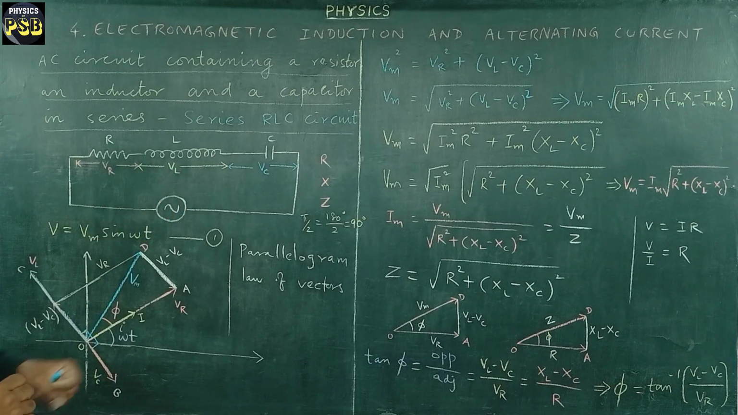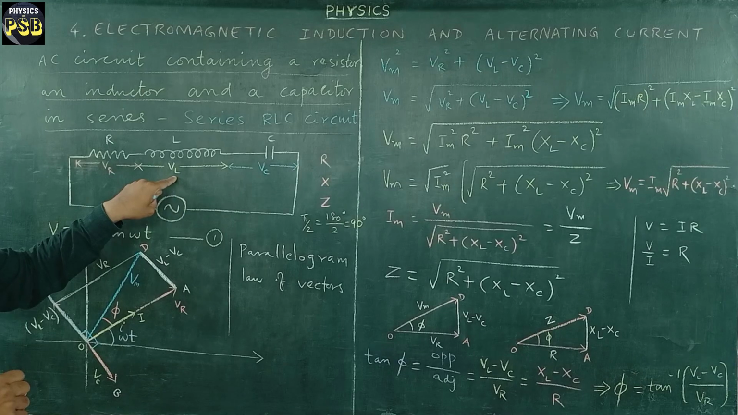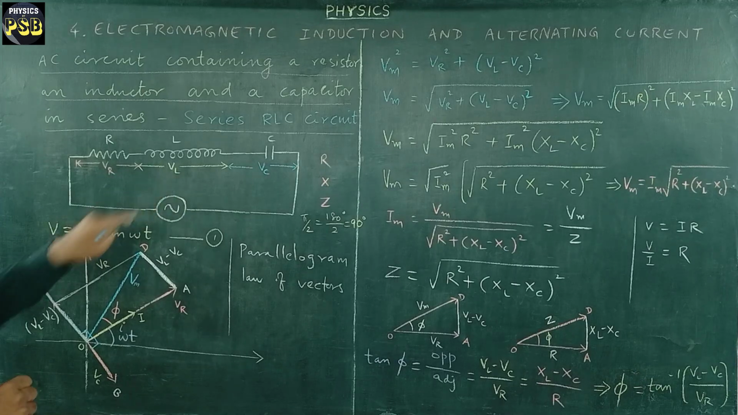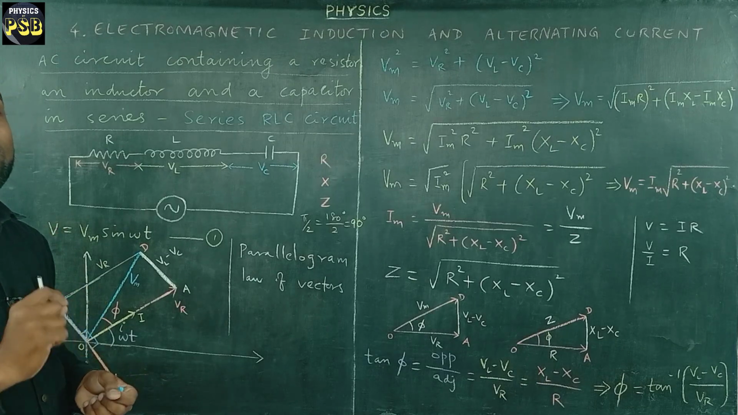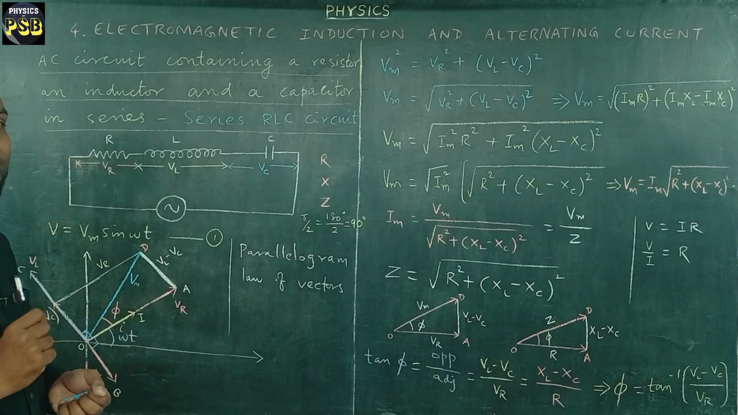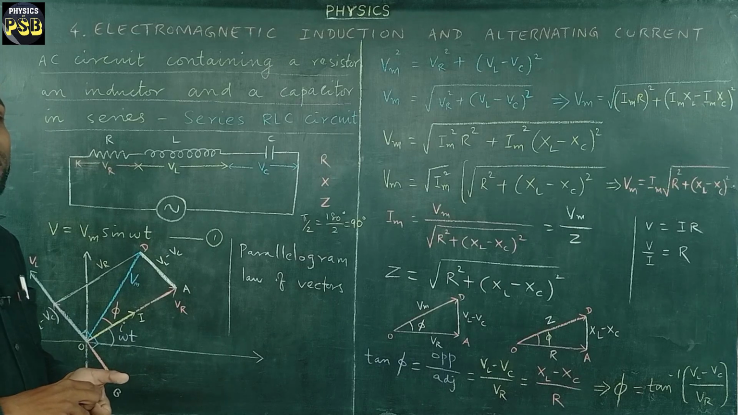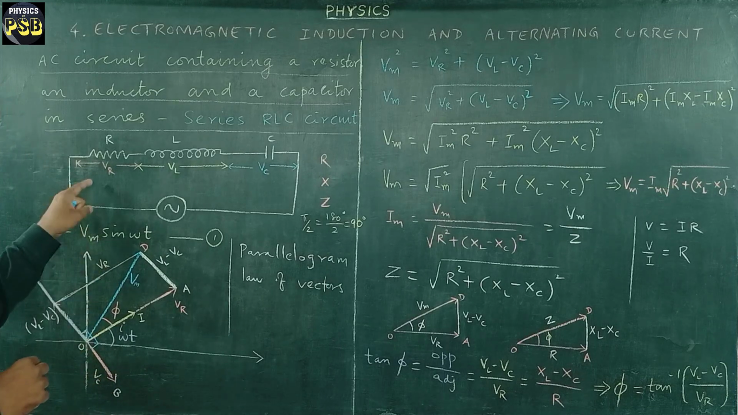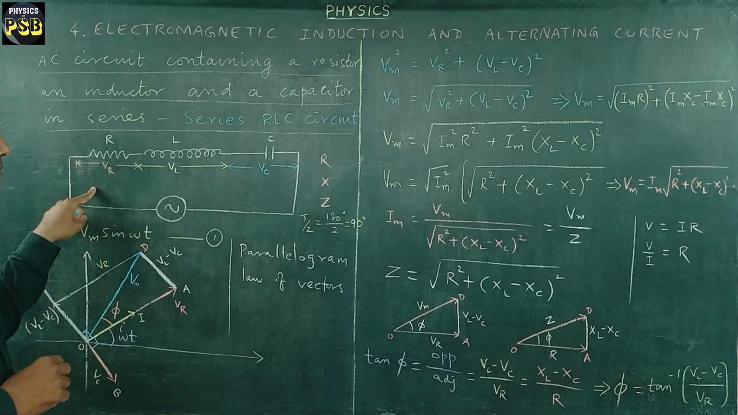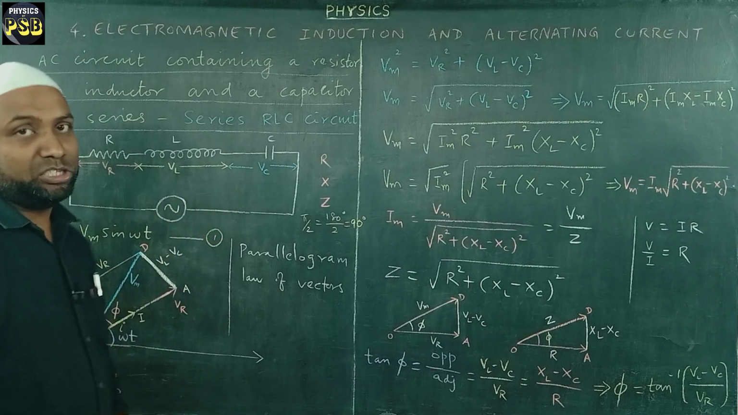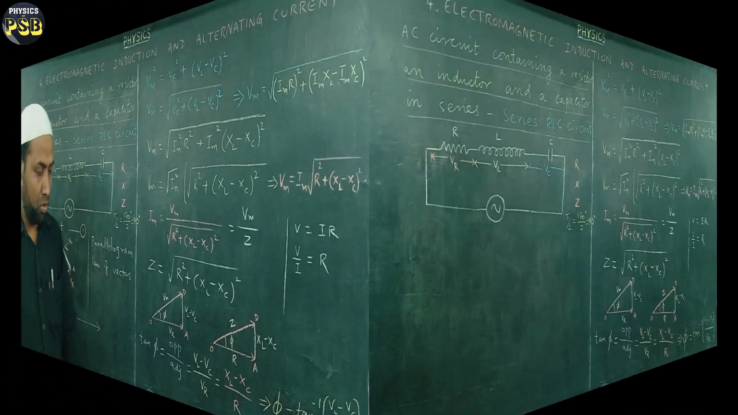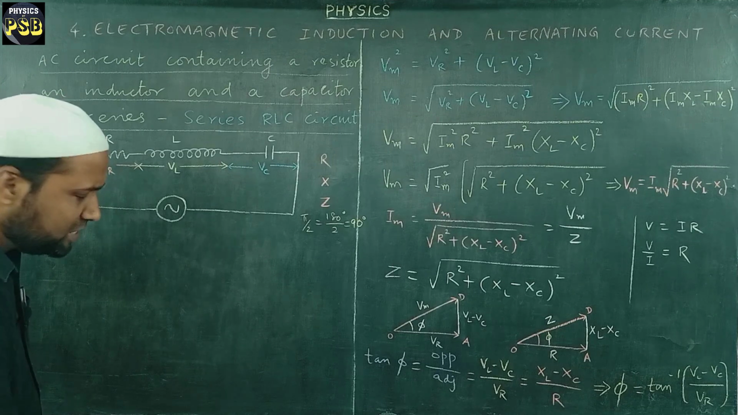If VC is greater than VL, then the resultant of these two will be in a negative form. We'll get a negative value, and that will indicate that the circuit is capacitive in nature. This I am going to show you. Now we'll discuss a few special cases.